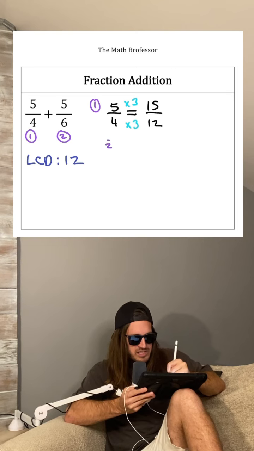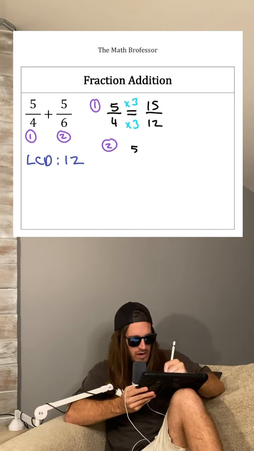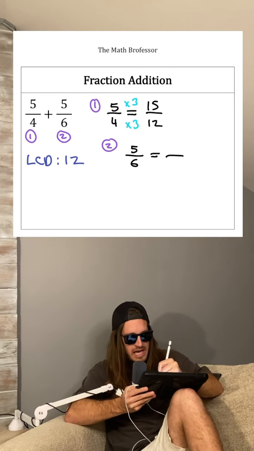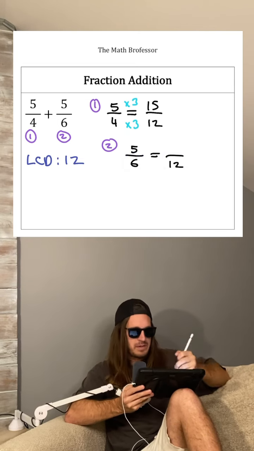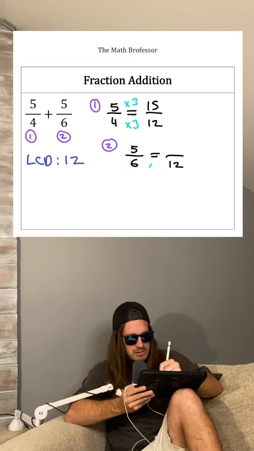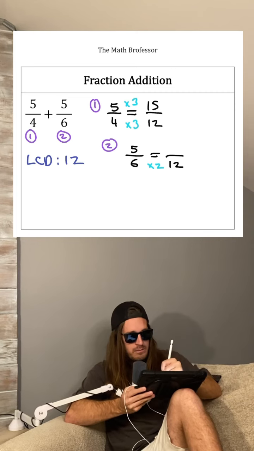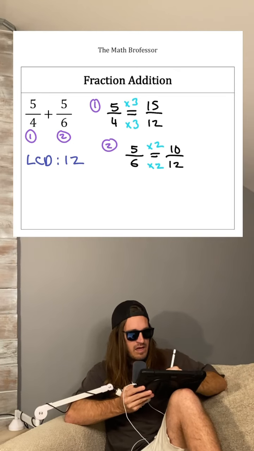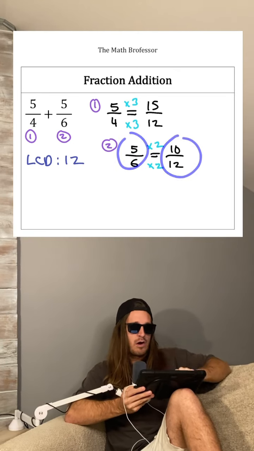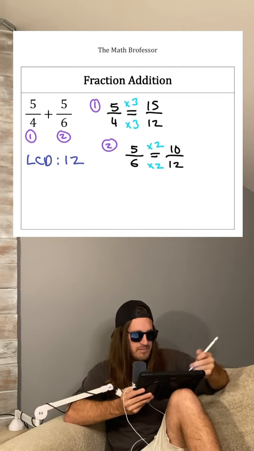Let's also do this to the second fraction. Let's change 5/6 so that it's out of 12. Well, how could I make a 6 into a 12 via multiplication? That would be times 2. Whatever happens to the bottom, we must also do in the top, and 5 times 2 would give us a numerator of 10, meaning 5 out of 6 and 10 out of 12 are proportionally the same. They are the same value.